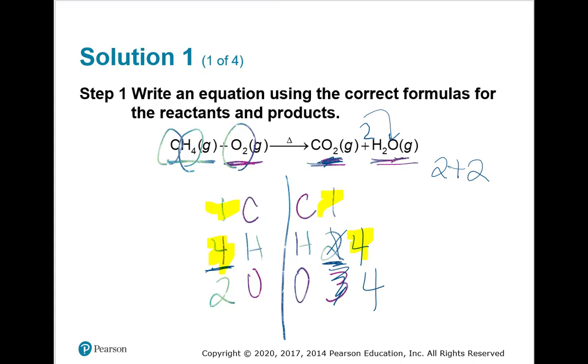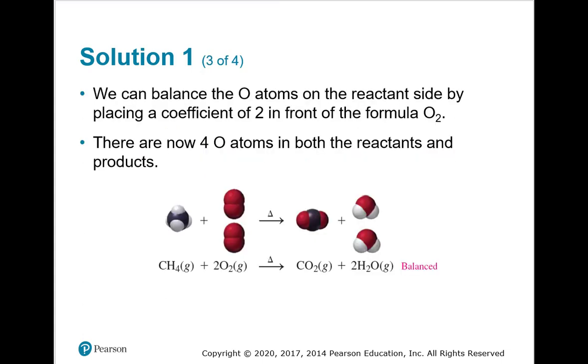Now I need more oxygens on the left. And again, thinking in multiples, if I have 2, I need to multiply by 2. So we find where our O is, and we put a 2 in front of that O2. Now I have 4 O's on the left. Now everybody is matching. We haven't created or destroyed any atoms. We are balanced.